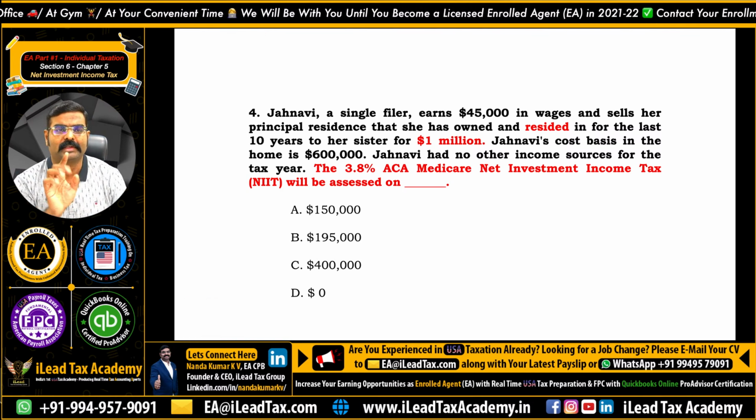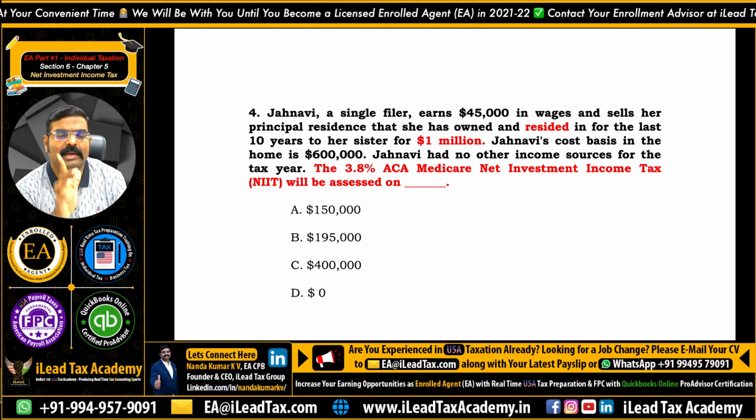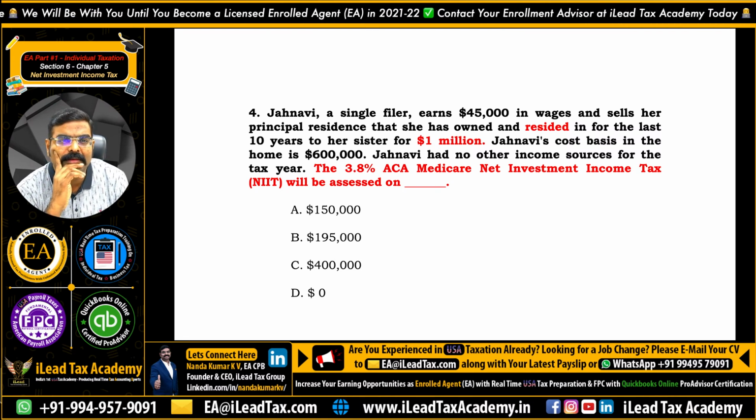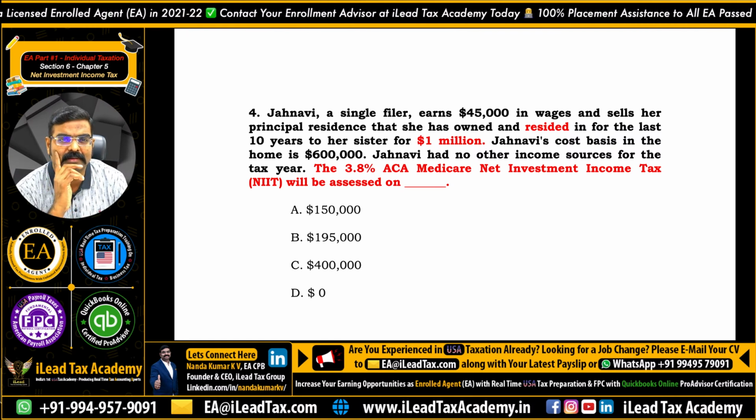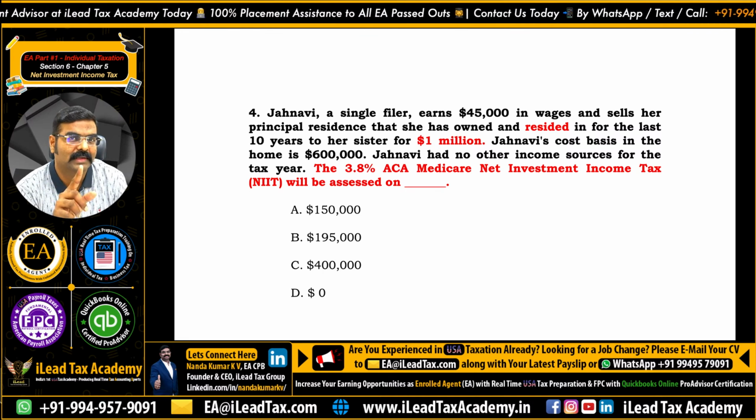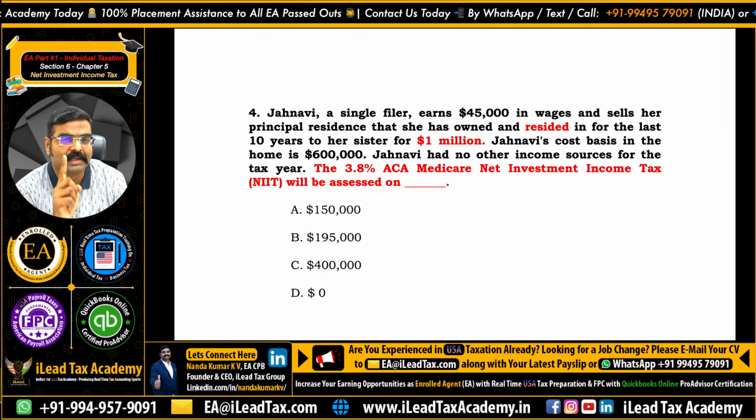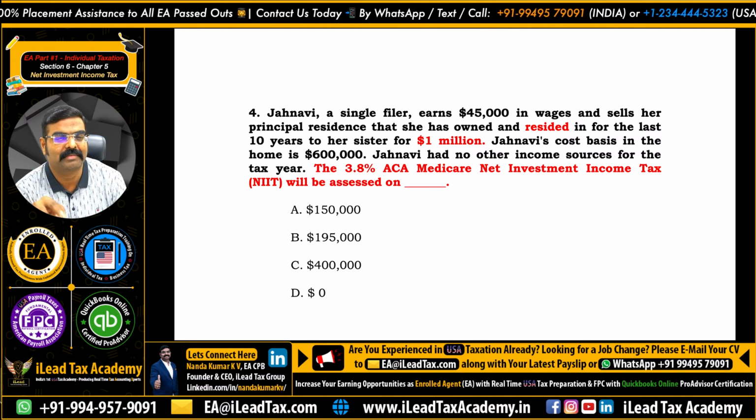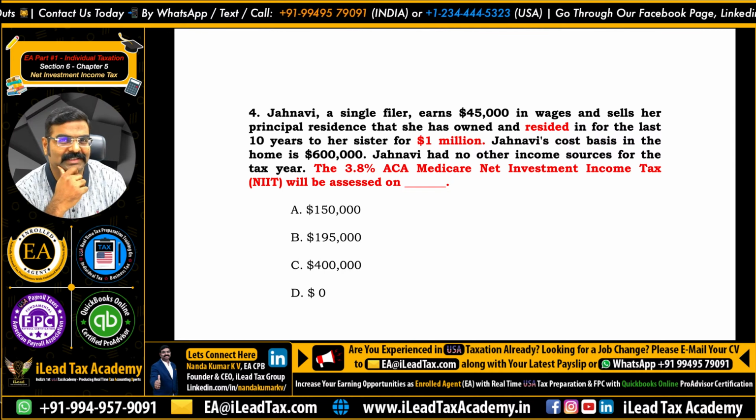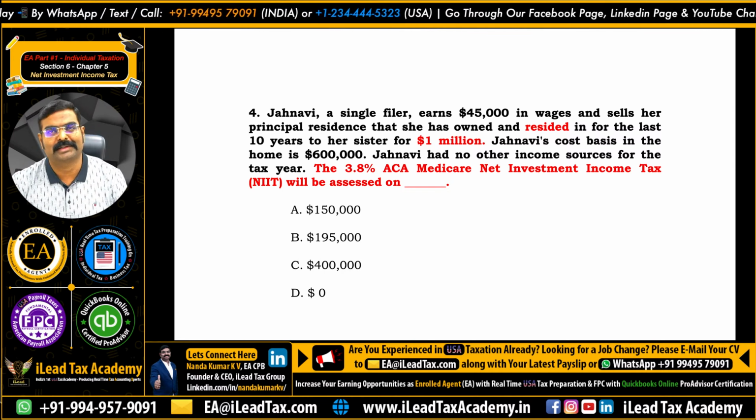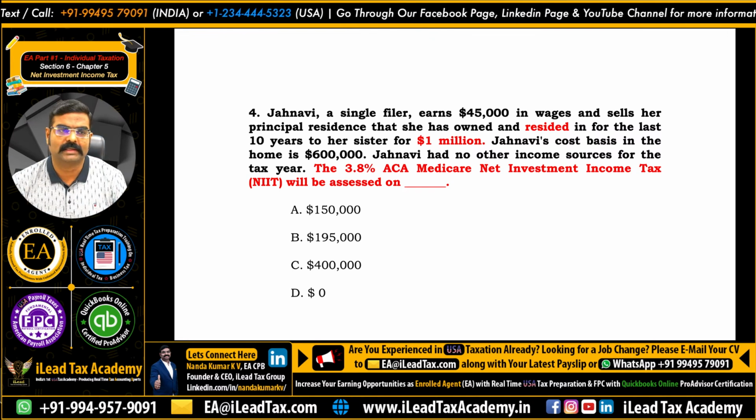Right? 45,000 wages, then 1 million. The cost is 600, so 1 million minus 600 is 400. Out of 400, because she is a single filer, 400 minus 250 exclusion, so 150k. 150k plus 45k is 195k. That is less than 200. Hence the net will be 0 because she is below that $200,000 threshold limit. Is that clear? So D is the answer.